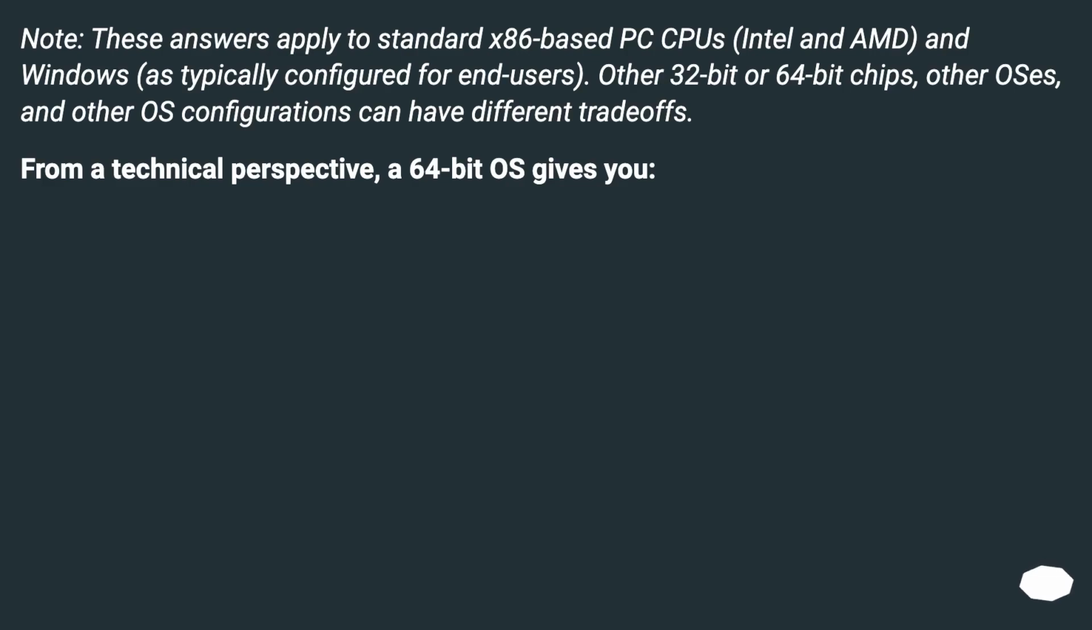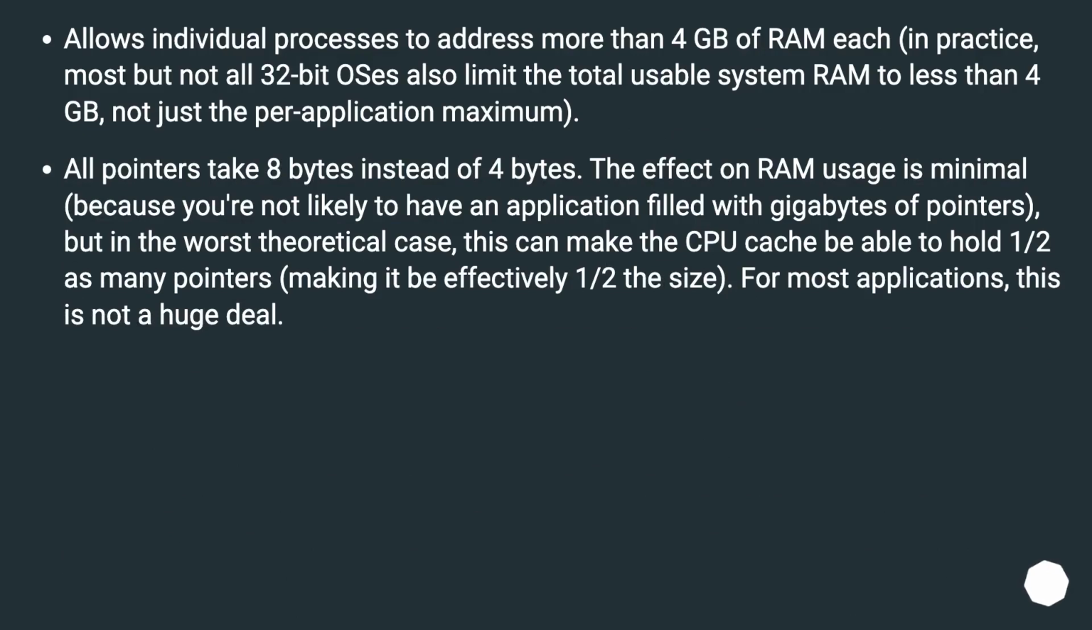Note, these answers apply to standard x86-based PCs, Intel and AMD, and Windows, as typically configured for end users. Other 32-bit or 64-bit chips, other OSes, and other OS configurations can have different trade-offs. From a technical perspective, a 64-bit OS allows individual processes to address more than 4 GB of RAM each.